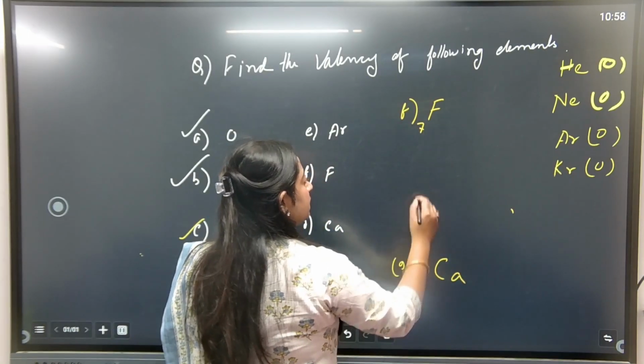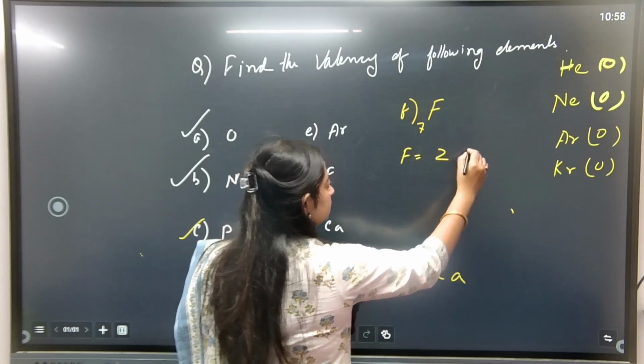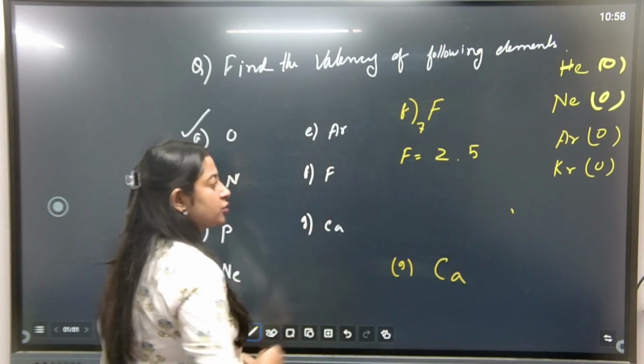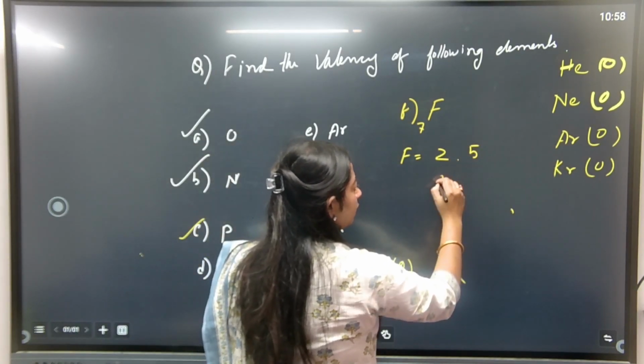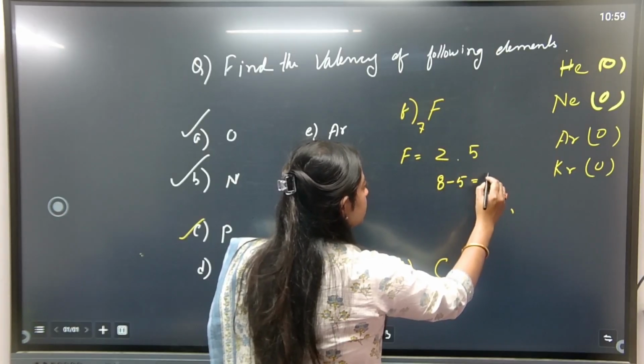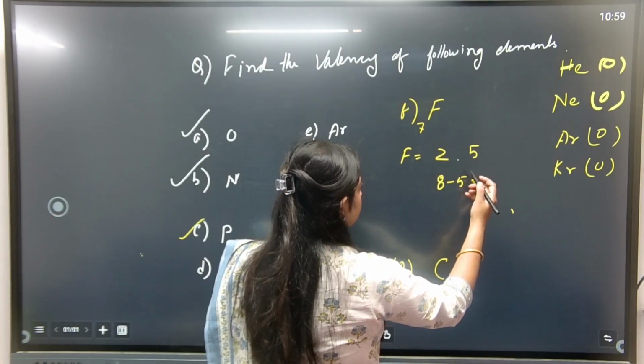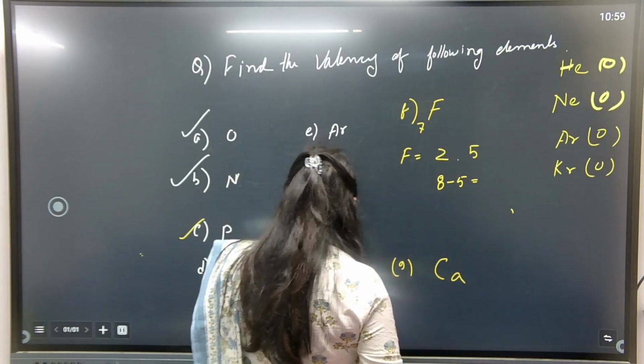Atomic number 7, 2,5 is the electronic configuration. So 5 requires how many electrons? 3 electrons, or 8 minus 5 is... oh, wait. No, sorry.